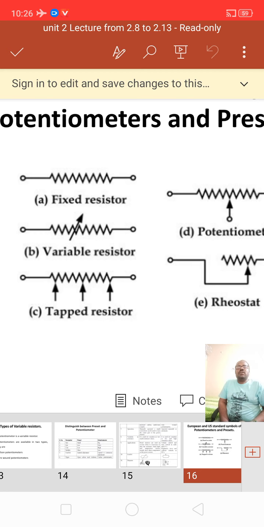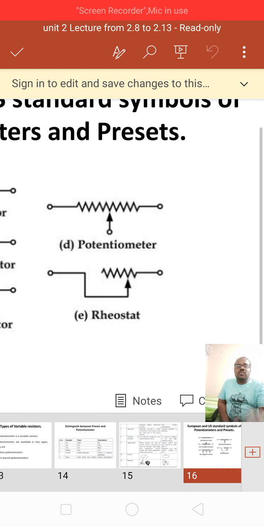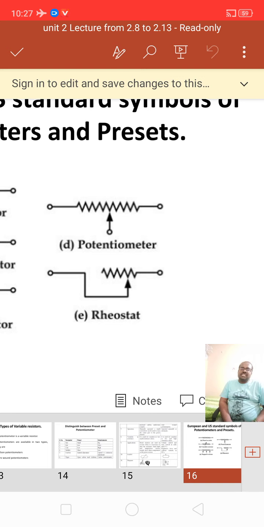Next to that, variable resistor. Draw the diagram or the symbol for the variable resistor. Next, draw the tapped resistors also. See here, three arrow marks are there. We can change the resistance value with these arrows only. Next, potentiometer, it can be rotated in different ways, so it is a clocked potentiometer. Next, rheostat also varies the resistance.